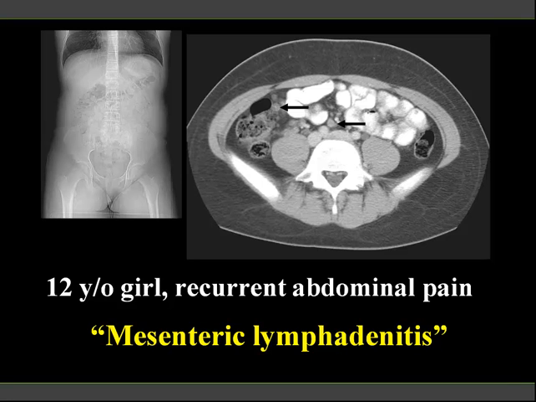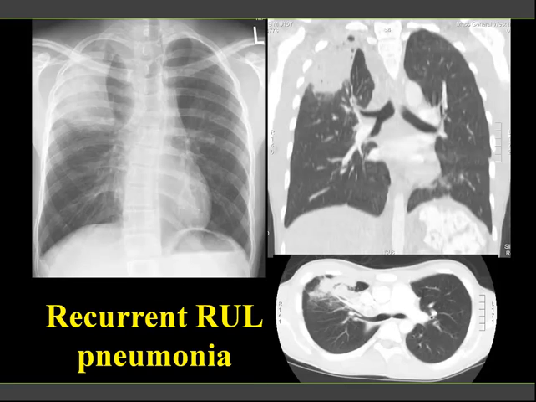So if we do imaging, we may label the child with the wrong diagnosis, and that may also lead to excessive treatments and unnecessary workups. This is an example of pseudo-disease detected by CT.